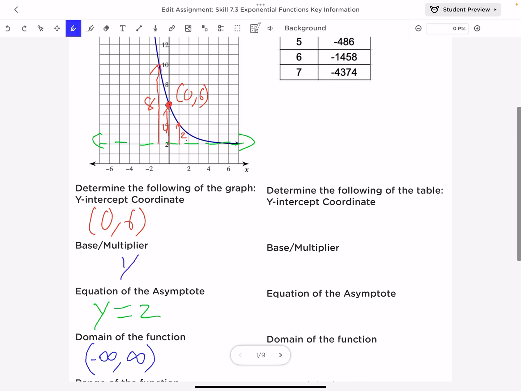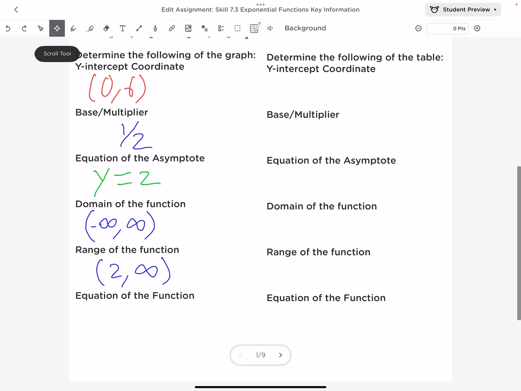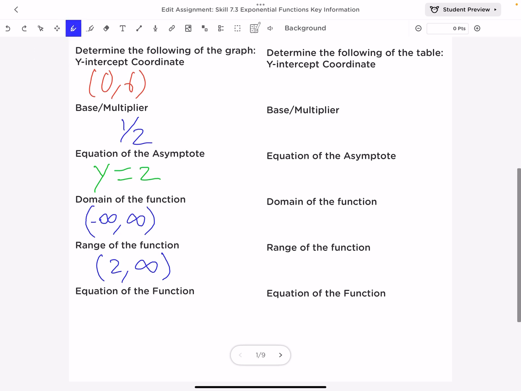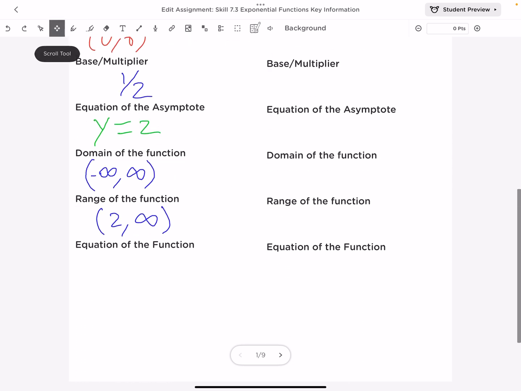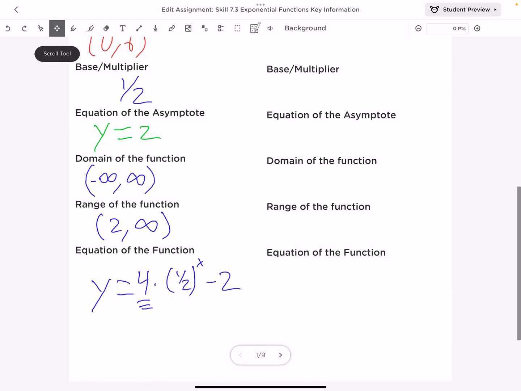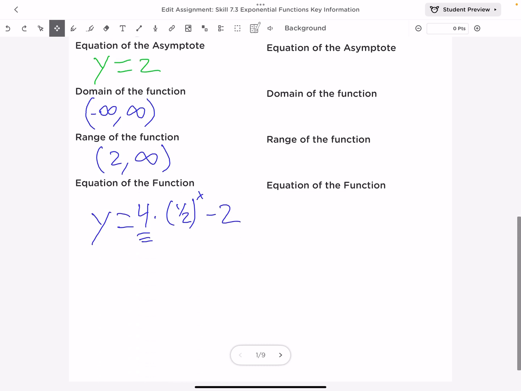and make it 1/2. With this, I can use my equation, which has my a, which is just the distance above my asymptote. In this case, it's 4, as we see right here. And so I would say y is equal to 4 times (1/2) to the x, minus 2. The 4 comes from the distance above my asymptote, the 1/2 is my base multiplier, and the minus 2 is my asymptote itself.